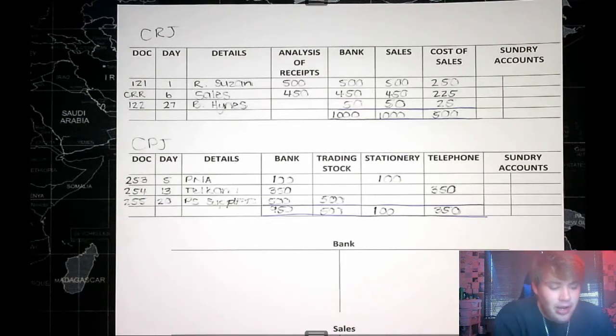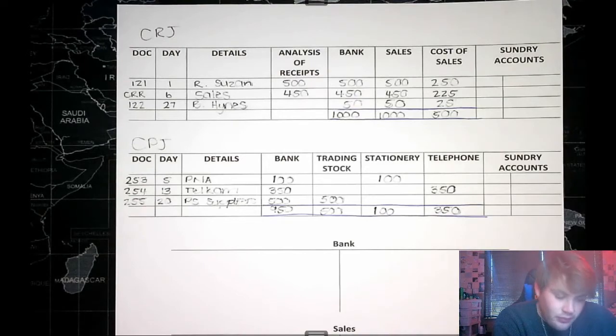Alright, so if we take a look at the 2 journals, they were completed for us, so it was the first thing that was done for us, and we just simply have to go and complete the 4 ledger accounts that they give us, okay, which are the Biscuit accounts. Alright, so if you look there in the CRJ, we have a transaction that took place on the 1st of the month, the 6th of the month, and the 27th of the month.